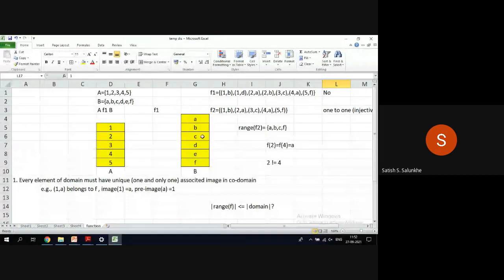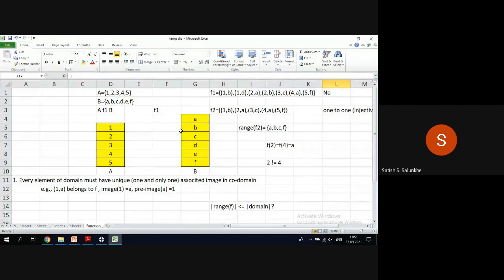So, what is the definition for a function? Every element of domain must have a unique, that is one and only one, associated image in codomain. If you say one is related to B, two to B, three to B, four to B, five to B, and also one is related to A, then one is mapped to A as well as to B, which is not possible in a function. This is a relation, but not a function.